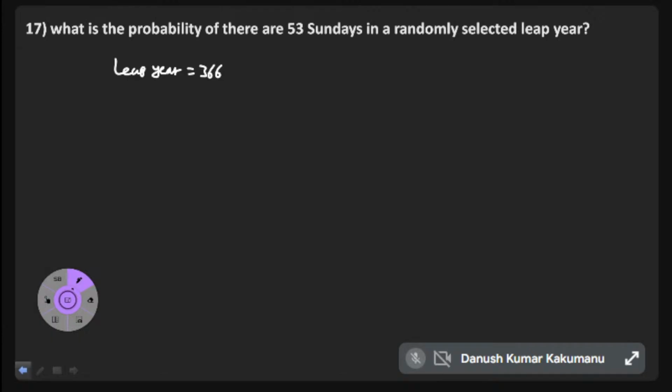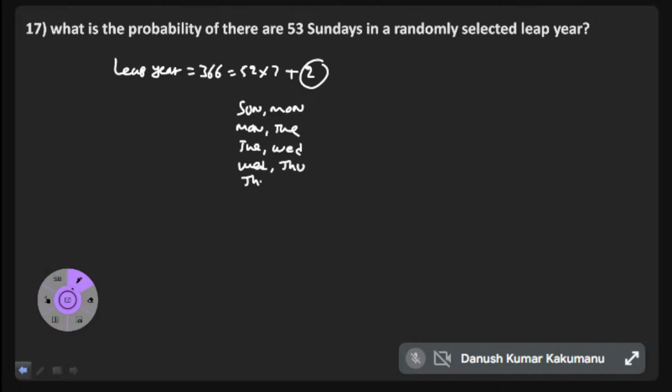How many weeks are there? 366 days contains how many weeks? 52 weeks plus 2 extra days. All of you know this is a famous question. What's the answer? These 2 extra days we can write as Sunday-Monday, Monday-Tuesday, Tuesday-Wednesday, Wednesday-Thursday, Thursday-Friday, Friday-Saturday, Saturday-Sunday.